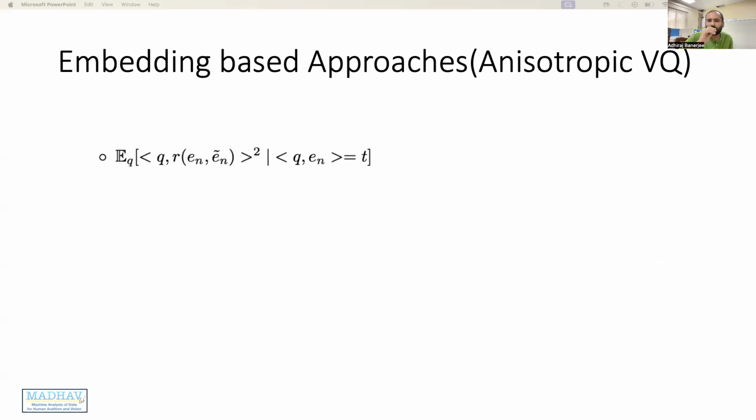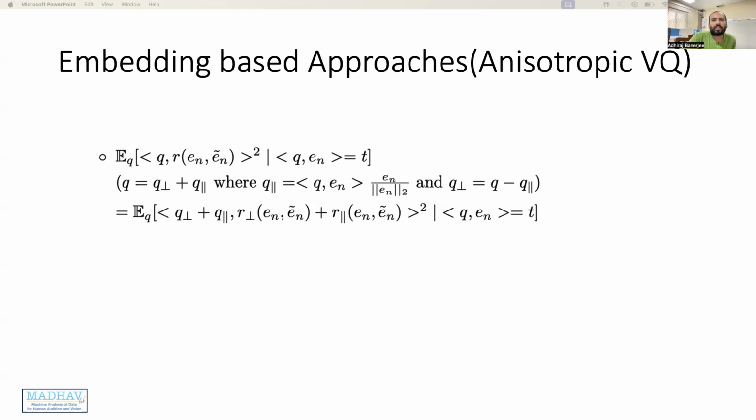Now, let's look into the conditional expectation term in the integral. We can break the query into a component parallel to the embedding EN and a component perpendicular to the embedding EN. The parallel component is just the projection of query in the direction of embedding EN, and the perpendicular component is then query minus the projection of the query in the direction parallel to embedding EN. We write the residuals into parallel and perpendicular components with respect to embedding EN.